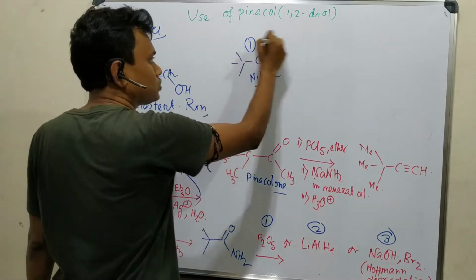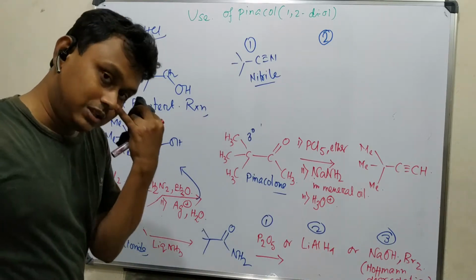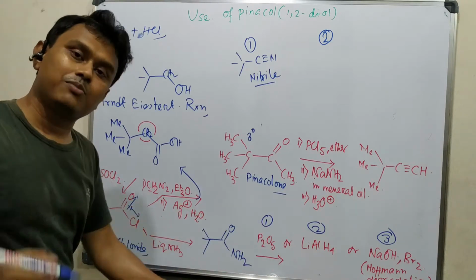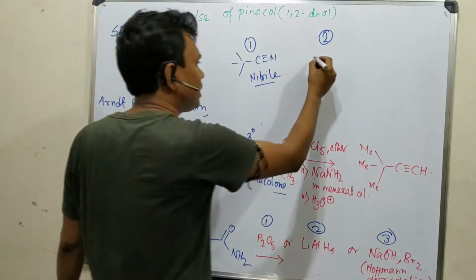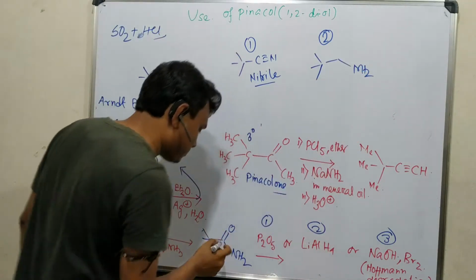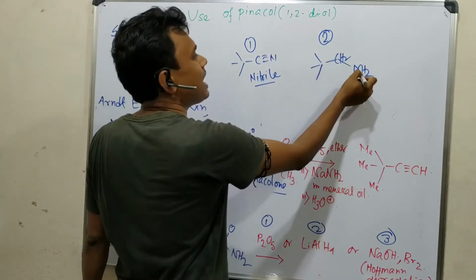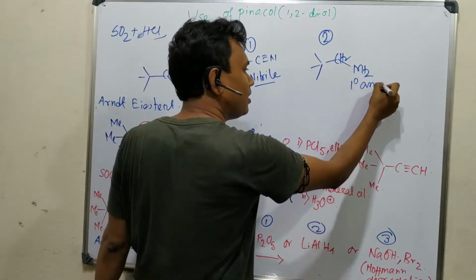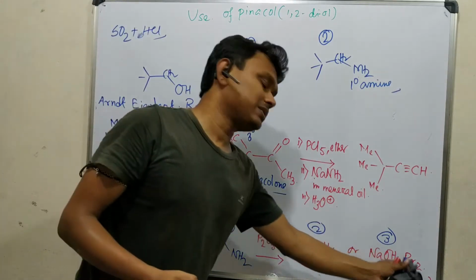This is 1. If we consider the second one, it is lithium aluminum hydride, and we know lithium aluminum hydride reduces an amide into the corresponding primary amine. I have made one video in the channel, please go through this, it will be helpful. So it will produce this primary amine. Why am I saying primary? Because this carbonyl is reduced to the corresponding methylene, and it is attached to one carbon, that's why it is a primary amine. Okay, fine. Another thing, sodium hydroxide and bromine.